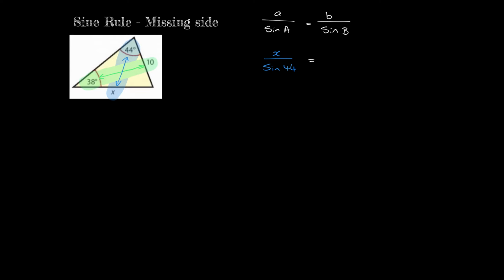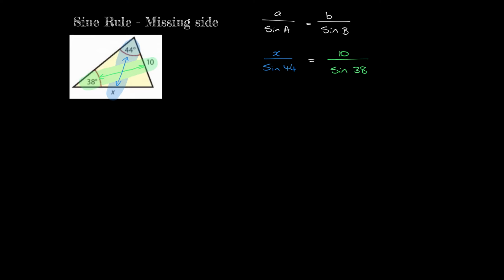The second fraction is going to be the side. So in this case, the side is 10. So 10 has to go on top. So I put 10 in there, all over sine of b, and that's sine of the corresponding angle. So the one that corresponds to 10 is going to be 38. So I can say sine of 38.